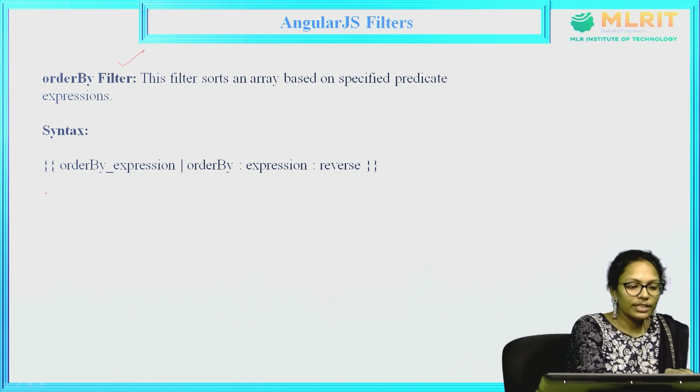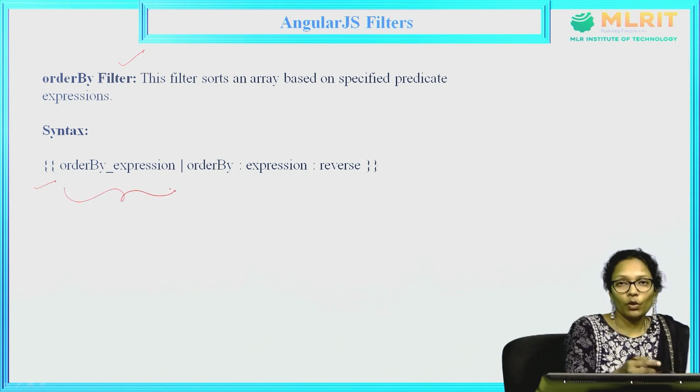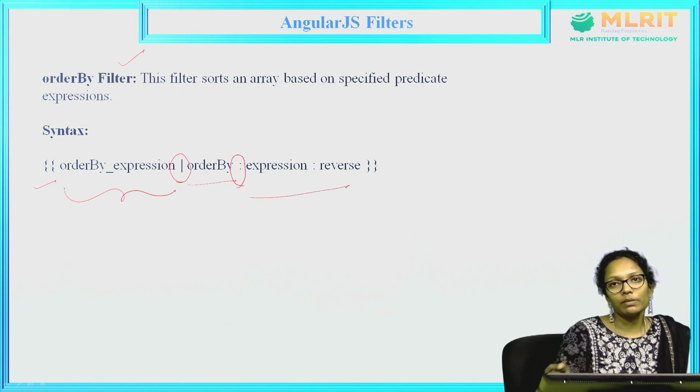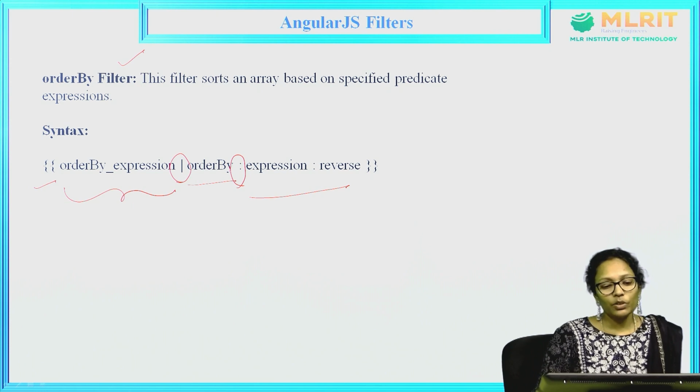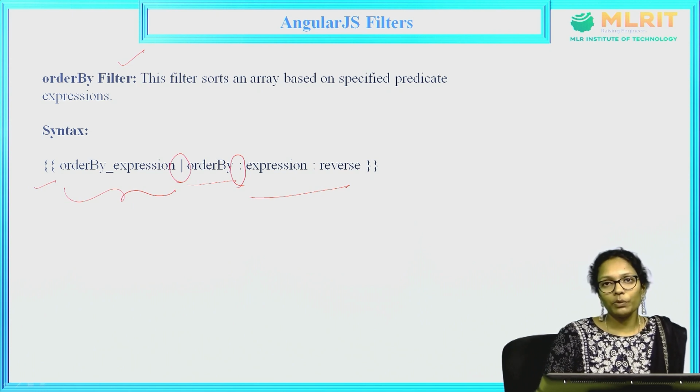So here the syntax is within the double curly braces. You need to give the expression for which you want to apply this filter, and after that the filter symbol, and the name of the filter is orderBy, B is capital here, and after the colon you are specifying some parameters if needed. So if you don't give any parameters, by default you will get the ascending order.